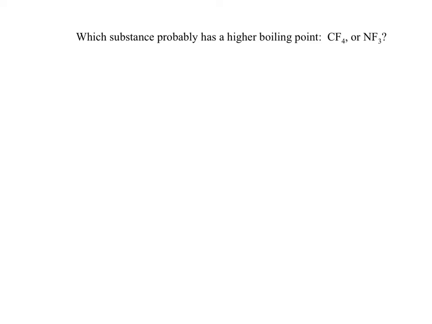So CF4 is our first. We look on our periodic table for how many electrons they have. Carbon is in the fourth column. It has 4 valence electrons. Fluorine has 7, except there are 4 of them, so we get to multiply that by 4. So our total budget ends up being 32 electrons there.